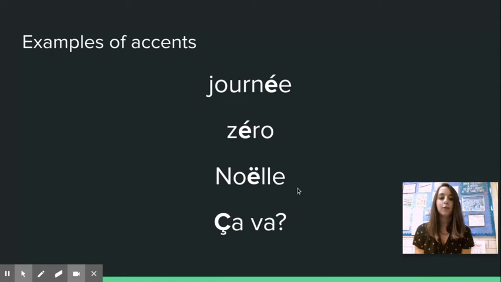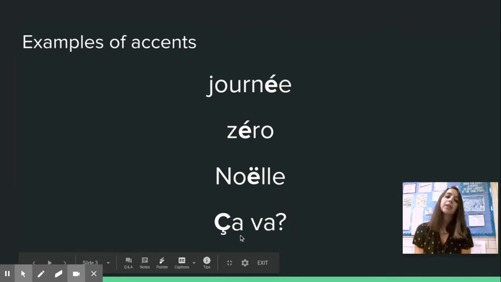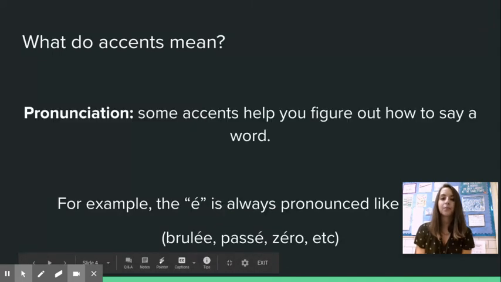Noël, which is a first name. This E has an accent tréma. And ça va, which is our word for how are you. This C has an accent cédille. So we can see that the accents can go over or they can go under a letter, and they can go on vowels or they can go on consonants.